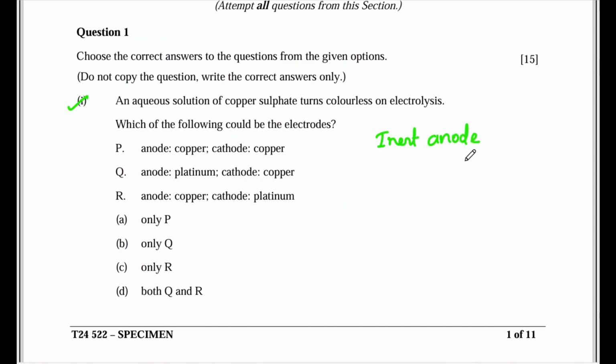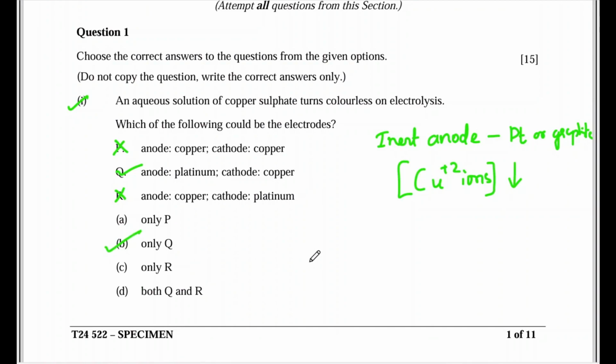when you use inert anode, because the copper plus 2 ions concentration, whatever concentration is there, that will decrease when you take inert anode. Which are inert anodes? Platinum or graphite, which is inert, right? So in this option, first one is P, anode is copper, so this cannot be the option. Q, anode is platinum, this may be the option. R, anode is copper, so this cannot be an option. Cathode doesn't matter. Cathode can be inert or active. So the answer should be only Q.